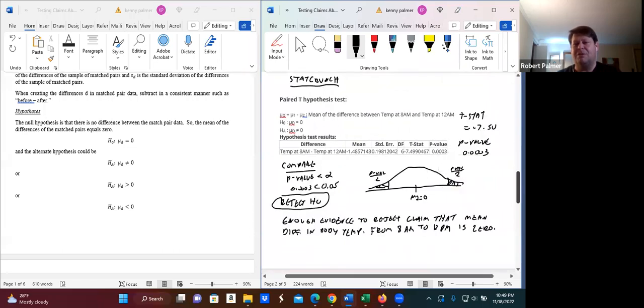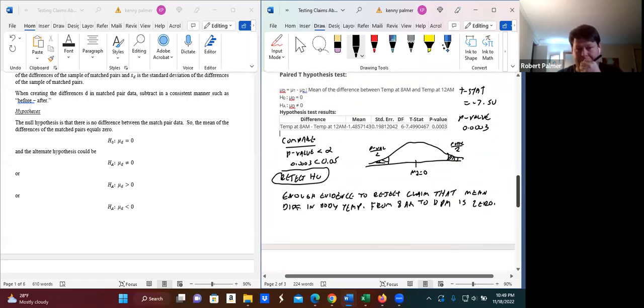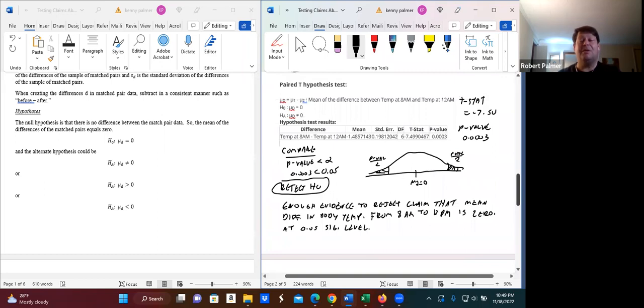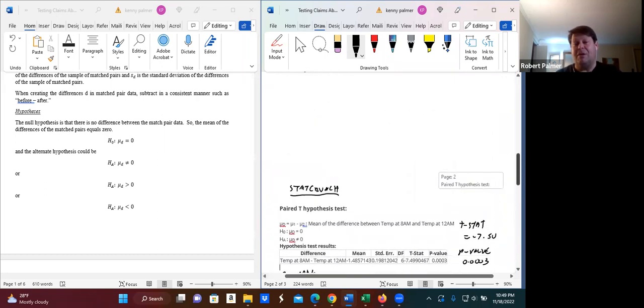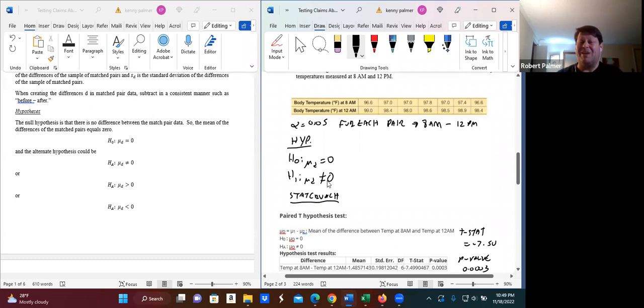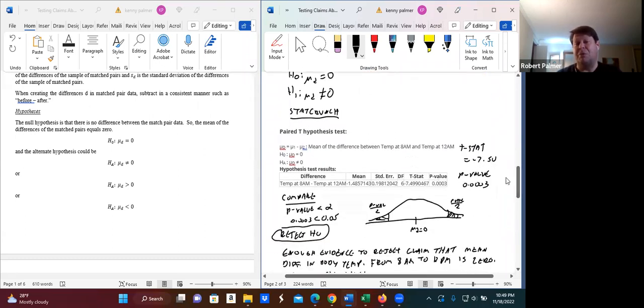Okay, yeah, there's enough evidence. This is when we say reject the claim that the mean difference in body temperature at 8 a.m. and 12 p.m. is 0. And so we can simply say there appears to be some difference in body temperature. Once again, this is at 0.05 significance level. There does appear to be some difference in body temperatures based on this, but since our test was simply testing the claim they were equal, all we can say from this test is that there's enough evidence that they're not equal. But we don't know a direction.